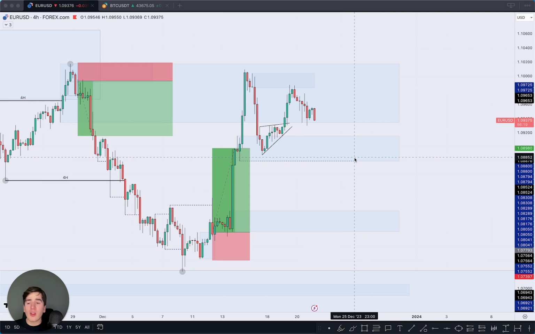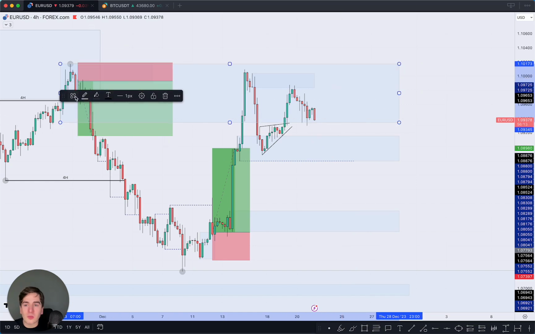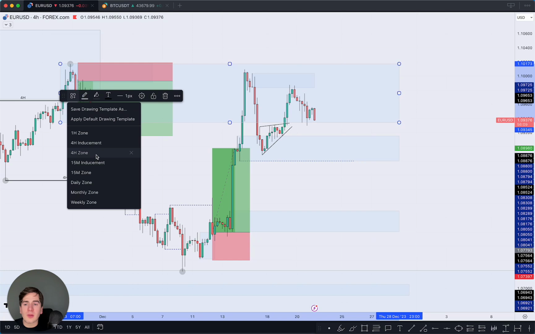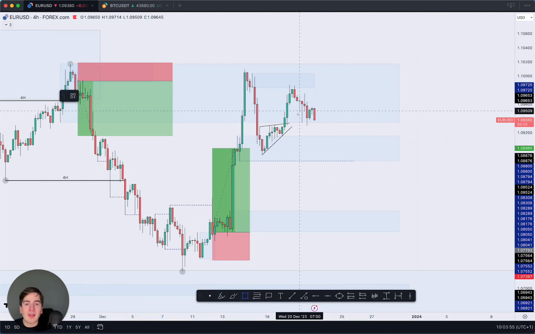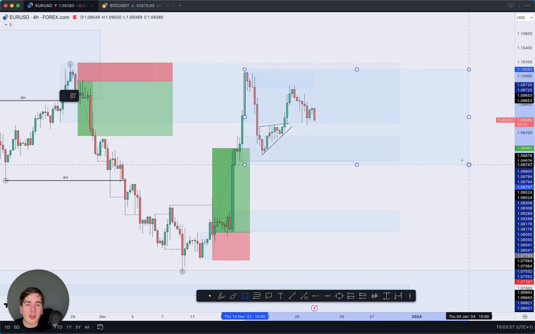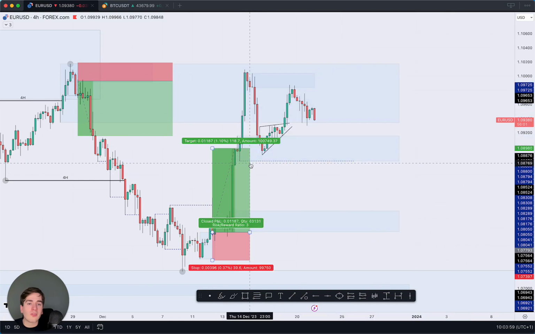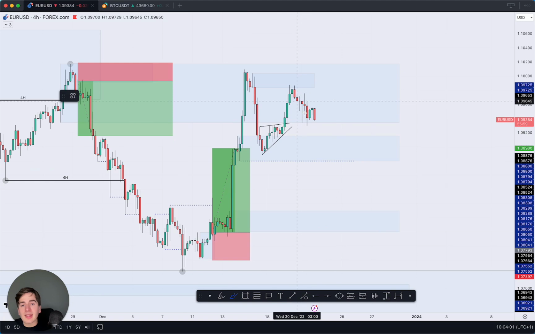Starting off with euro dollar. So euro dollar has now pushed back downwards in towards that area of demand, which we mentioned in yesterday's video. So overall, pretty much euro dollar is just, let's call it, stuck inside a range from this high in towards that fractal low over here. So pretty much anything can happen at this point.